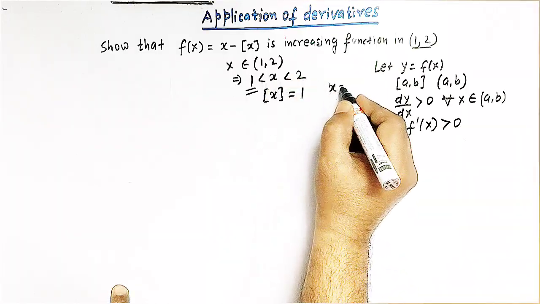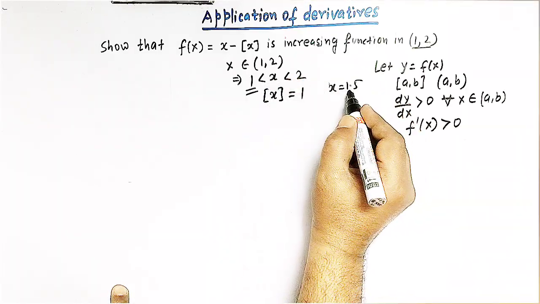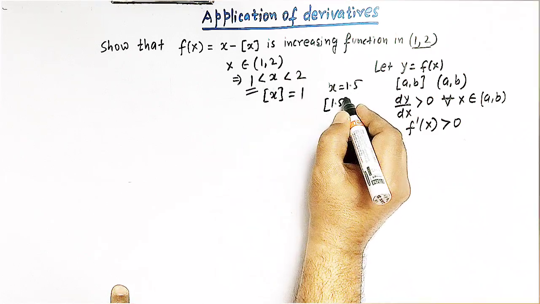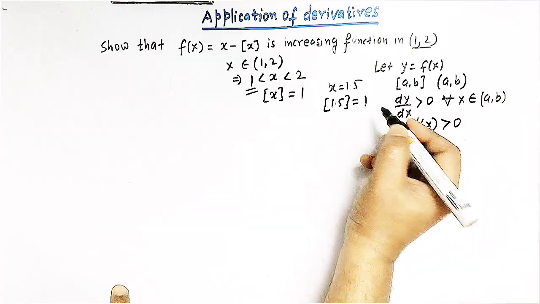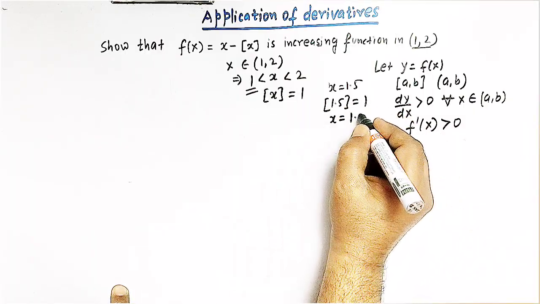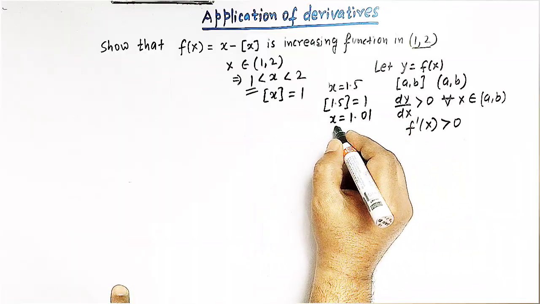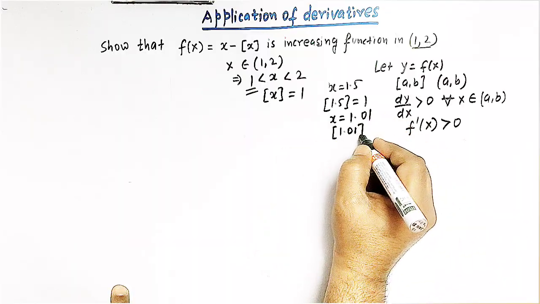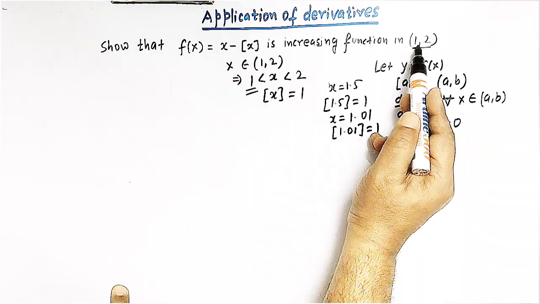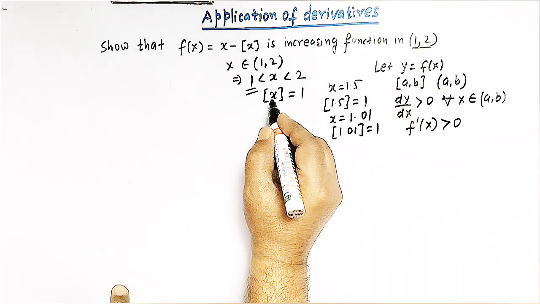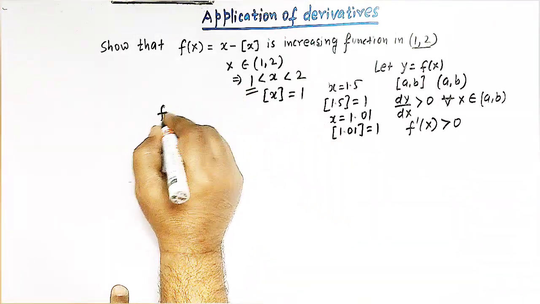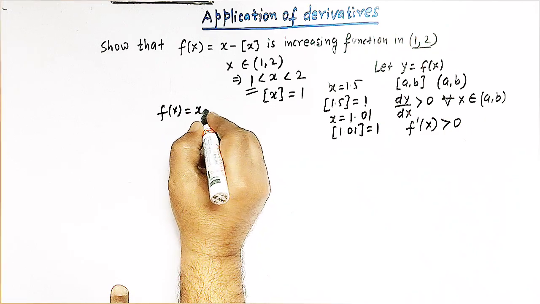Suppose x is, say, 1.5, right? And 1.5 lies between 1 and 2. So the greatest integer of 1.5 is simply 1. And similarly, if x is say 1.01, then the greatest integer of 1.01 is again 1. So for all x belonging to this interval, the greatest integer of x should be equal to 1. So now our function becomes f of x is equal to x minus 1.